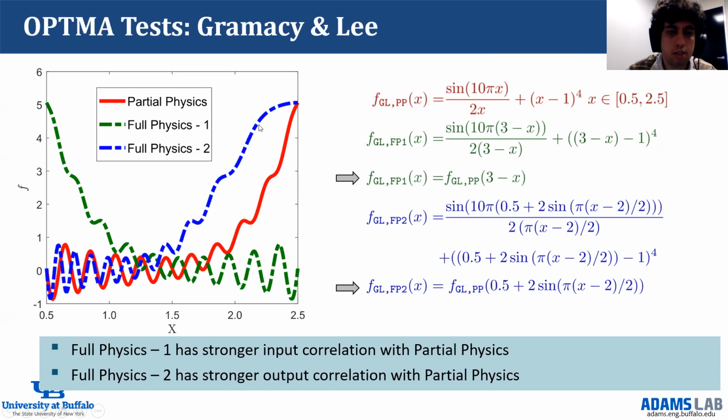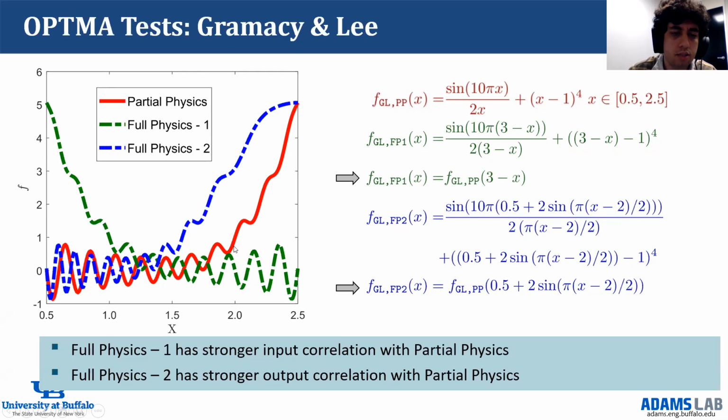So what we are trying to do is to make a case for ourselves in this partial physics and full physics modeling. So assume that we have this red one as our partial physics, and we are testing how we can use it to predict this green and blue one, which are our full physics questions.